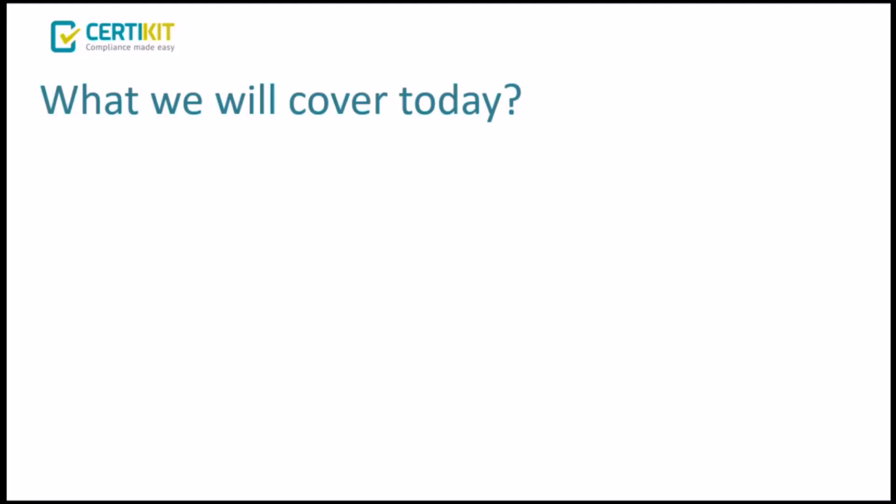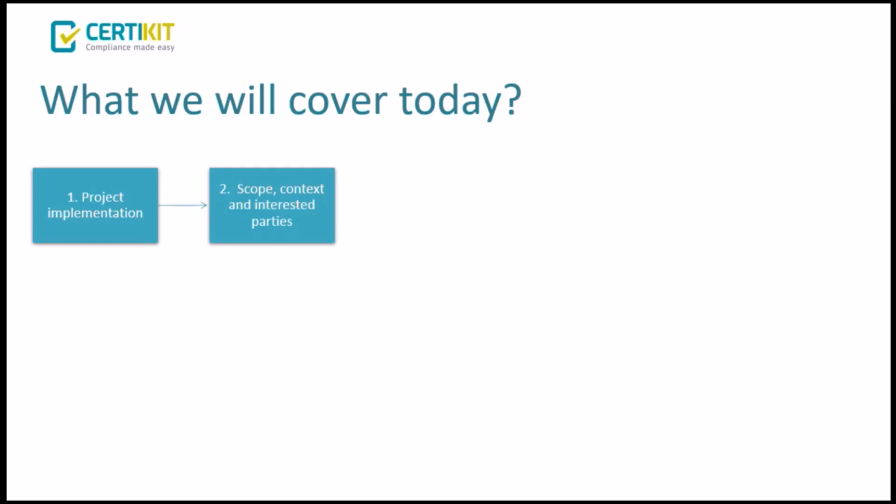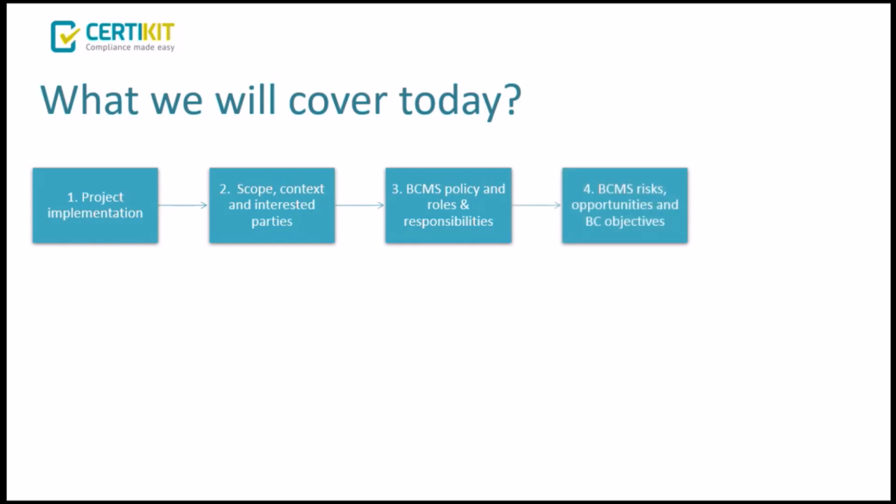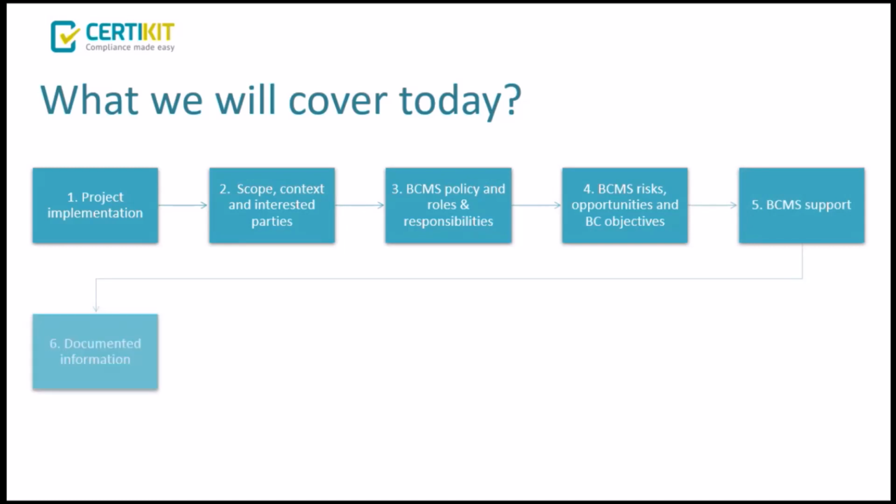So what are we going to cover today? Well, we're going to look at 10 steps. The first step is project implementation. We'll look at scope, context, and interested parties. We'll talk about the BCMS policy and roles and responsibilities that go within the BCMS. We'll have a look at BCMS risks, opportunities, and the BCMS objectives. We'll talk about BCMS support, which includes documentation, which is the next step.